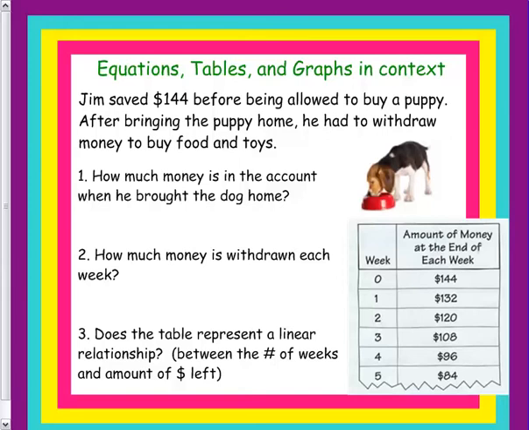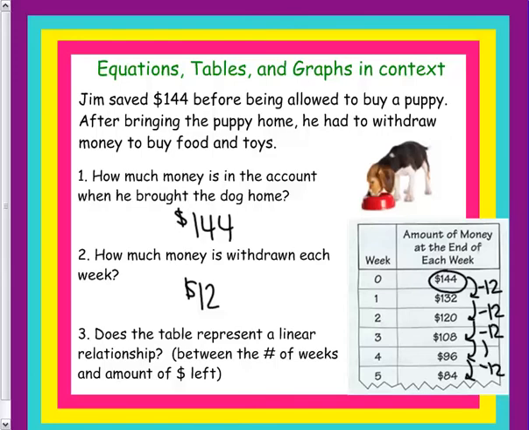So right away, when he brings the dog home, he has $144 in the bank. He withdraws, let's see here, what's the change in each one of these? So what's going on between these two numbers? He takes out $12 every single week. So he is withdrawing $12, okay? Does the table represent a linear relationship? If we look at this, is each one of these decreasing by 12? The answer is yes, and each one of these is increasing by 1. So it is linear. Yes, it is linear.